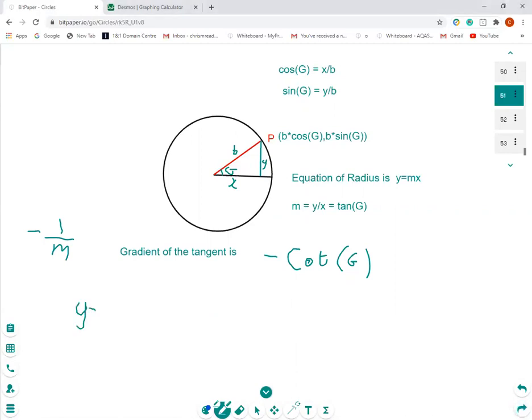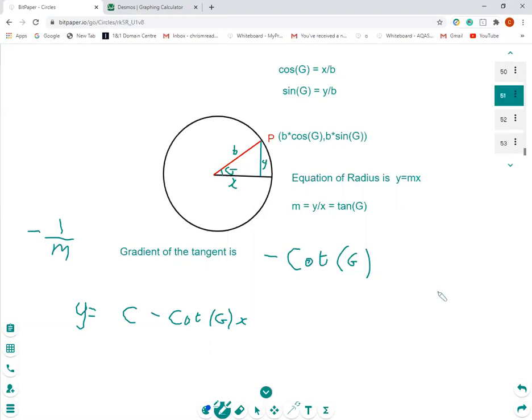So that means the equation of the line of the tangent is going to be of the form c take away the cotangent of g. Now, that's just another way of writing y equals mx plus c. We've just left the x off. Let's have the x on as well. The cotangent of g, or minus the cotangent of g, is the gradient of this line.